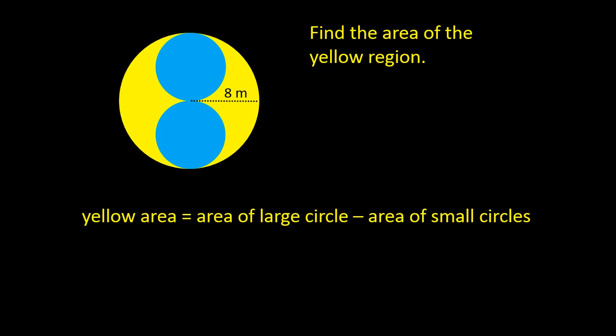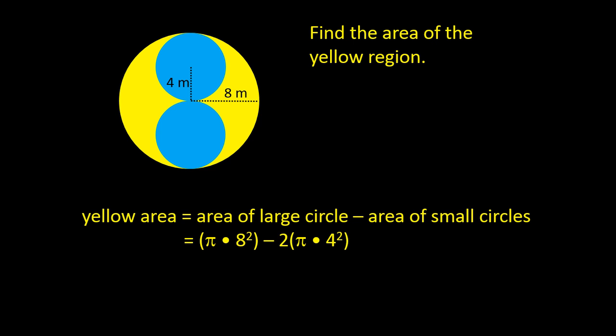So let's think about whether we know everything we need to find the areas. To find the area of a circle, we need its radius, and we've certainly got the radius of the large circle. But do we have the radius of the small circles? Well, not directly, but indirectly we do. The diameter of each small circle is going to be that same 8 meters, but the radius of each small circle is going to be half of that, which is 4 meters.